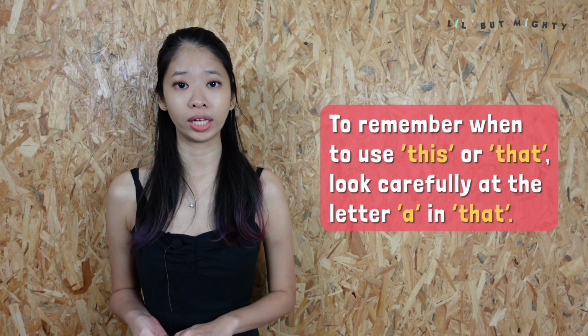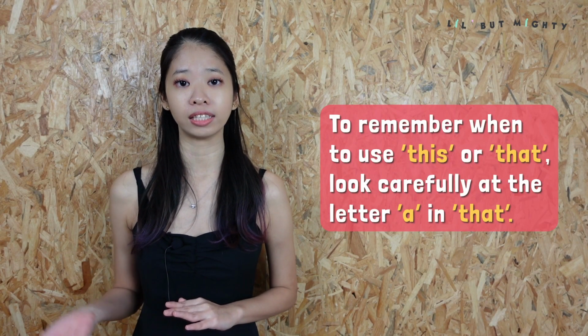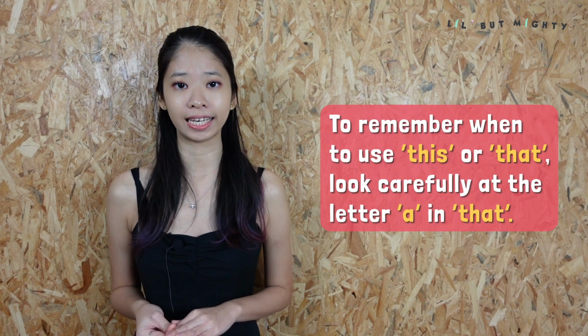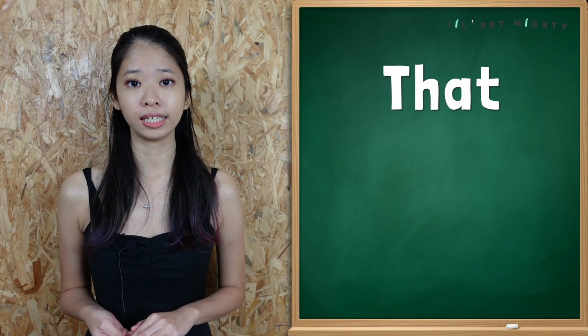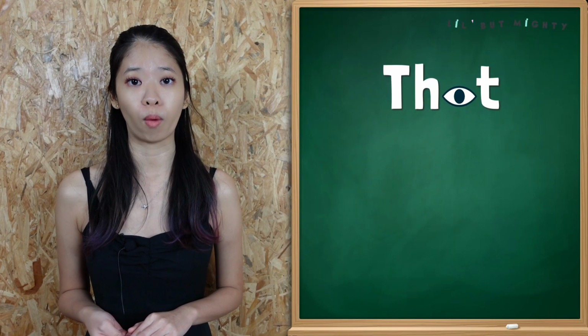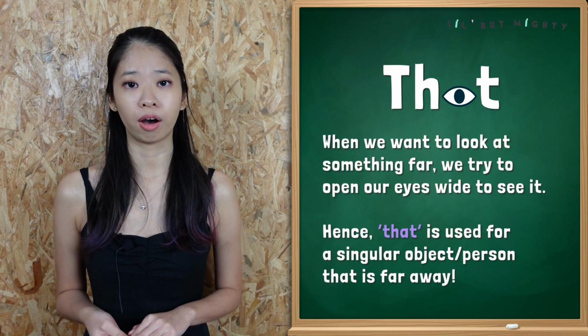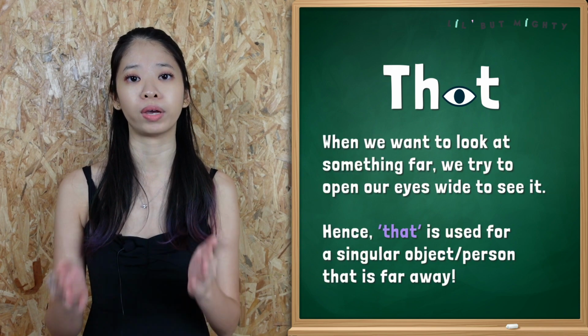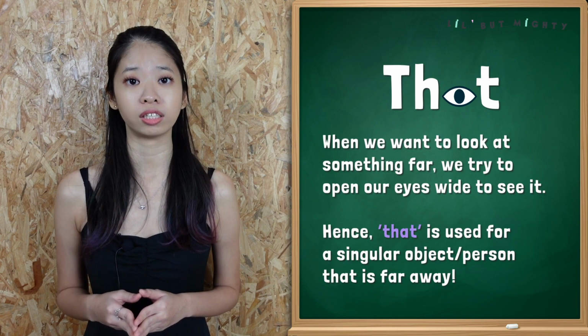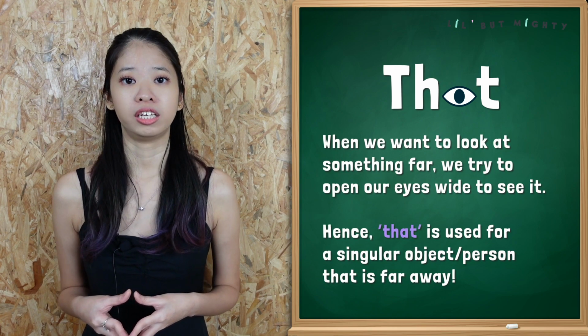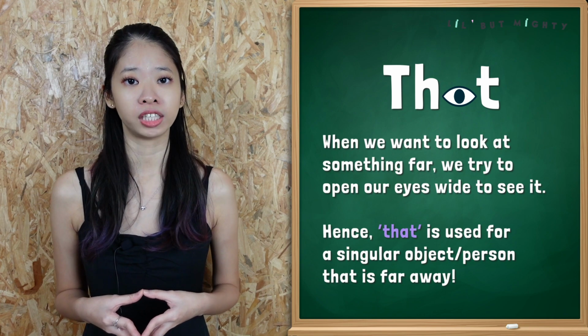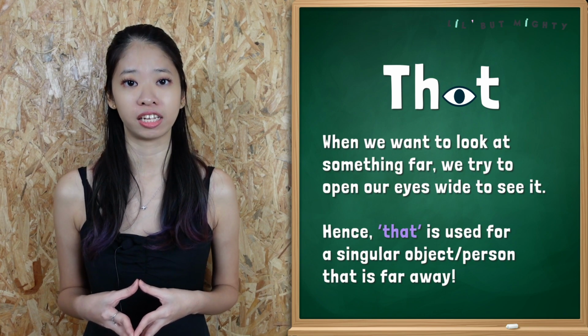To remember when to use this or that, look carefully at the letter A in that. Don't you think that it looks like an eye that is open wide? This is similar to how when we want to look at something far away, we will open our eyes wide to see it. So, that is why we use that for a singular object or person that is far away.